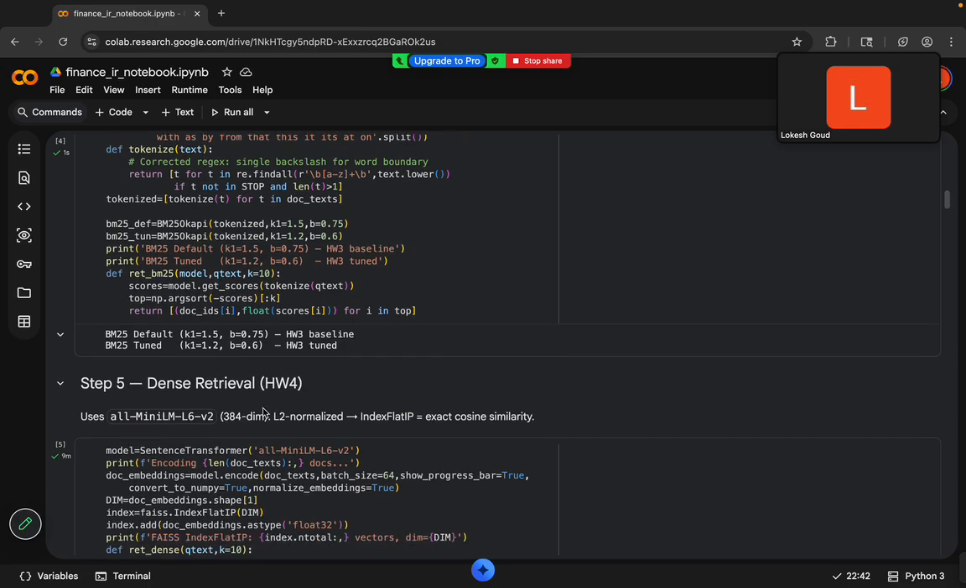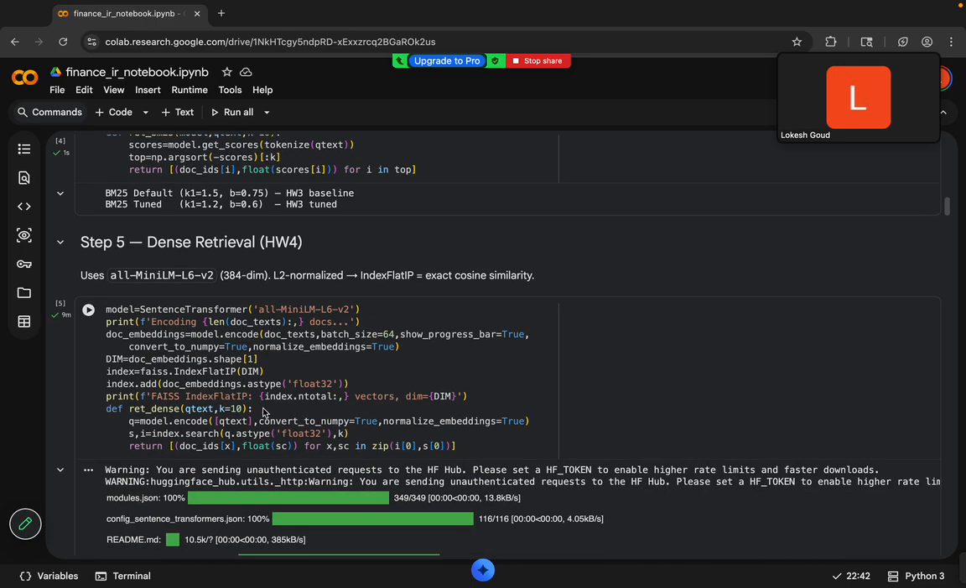Third, the dense retrieval from homework 4. We use all-MiniLM-L6-v2 to encode 8644 documents into 384 dimensional vectors, L2 normalized, stored in a FAISS flat IP index. Similarity search uses the same metrics as the vector based model in homework 2.